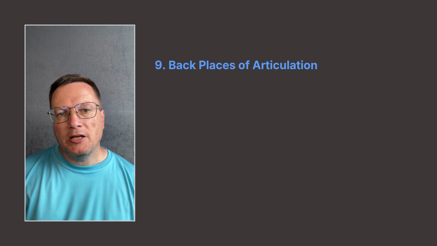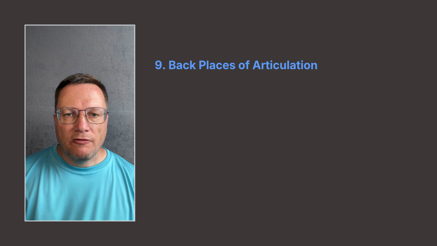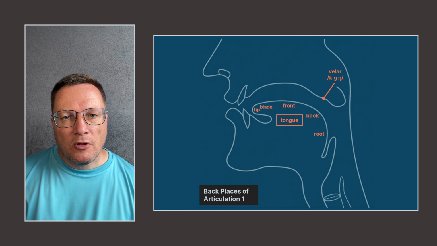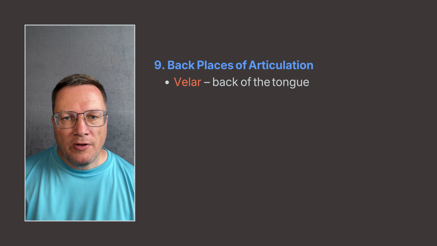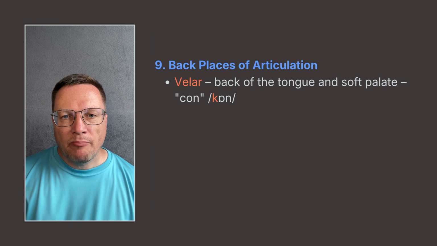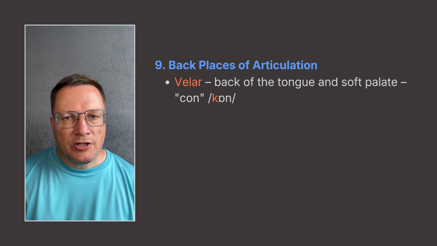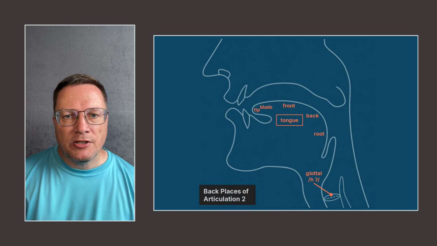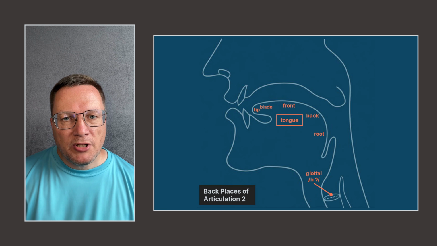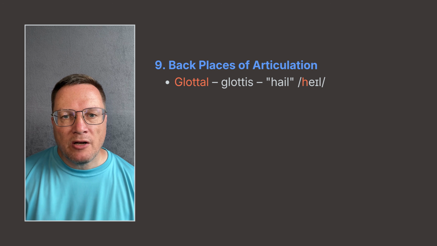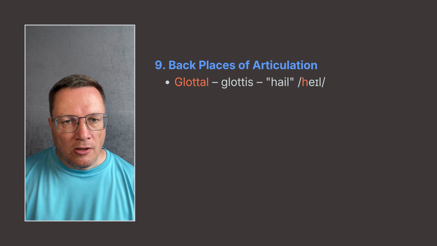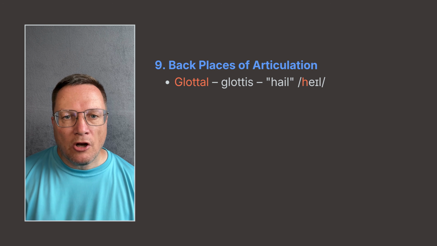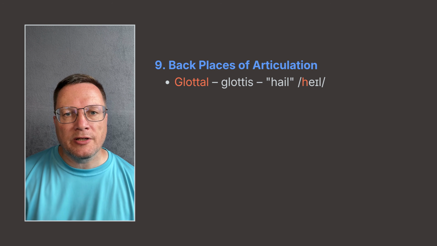9. Back places of articulation. Finally, we arrive at the back of the vocal tract. The word con begins with a velar consonant because the back of the tongue touches the soft palate. The glottis is the final place of articulation. Unlike the previous examples, the first sound of hail is a glottal consonant produced at the glottis without contact between articulators.